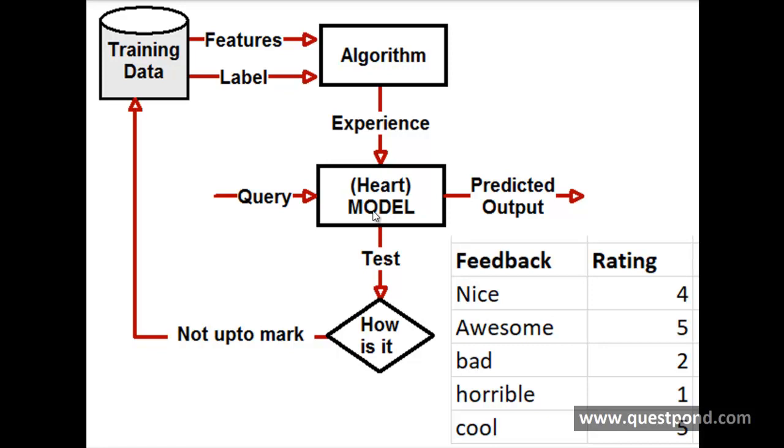Now, it is very much possible that sometimes the model is not up to the mark. So what we can do is test this model's accuracy by providing it test data. And if it is not up to the mark, we can go and refine our training data and retrain our algorithm again. So this is a continuous process of training, testing, and checking if the model is up to the mark or not. So again, I repeat, a model is nothing but an algorithm which has experience. It is the final important artifact of your machine learning process.